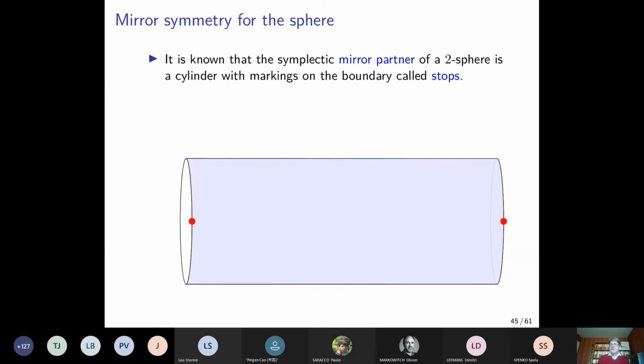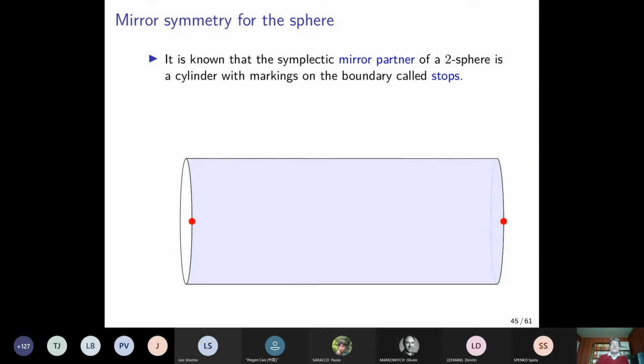Okay, so now we have finally made it to mirror symmetry. So mirror symmetry is going to give us a new way to think about the line bundles on the 2 sphere we identified. So the mirror partner of a 2 sphere is a cylinder with markings on the boundary called stops.